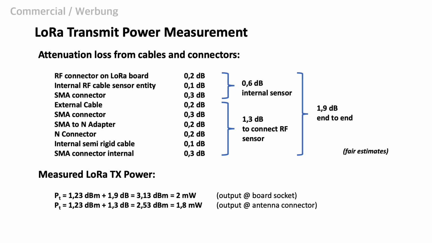RF power measurements are a bit tricky because you always lose power on every connector or cable. I made an estimation of the losses here for the given frequency in order to better estimate the actual transmit power. With that, I estimate the transmit power to 2.53 dBm, which is about 1.8 milliwatt at the level of the antenna connector. This is a pretty low power, however, as we will see later on, with LoRa we can still achieve a respectable radio range.